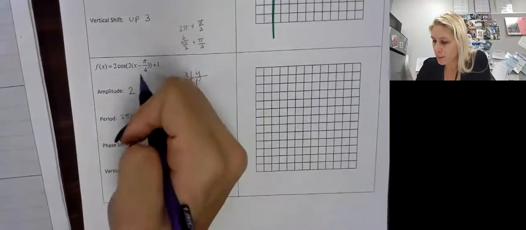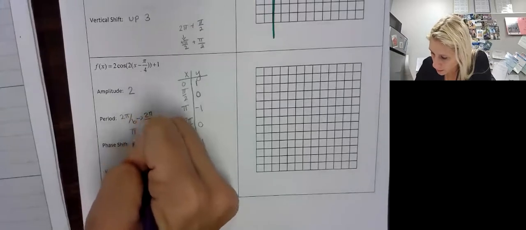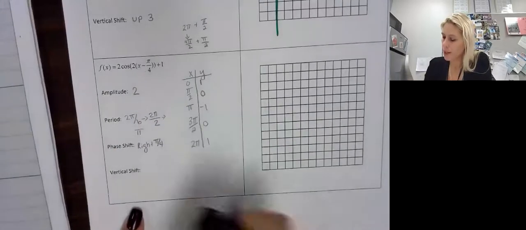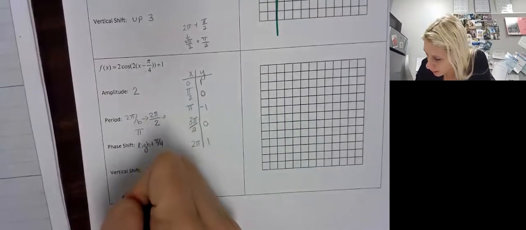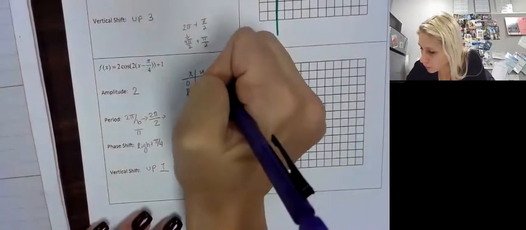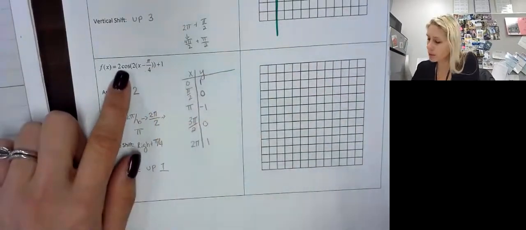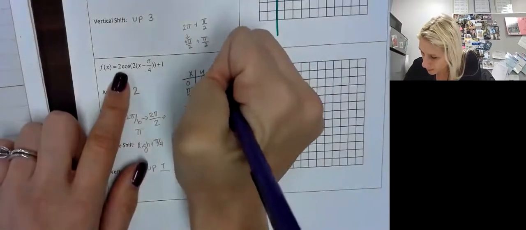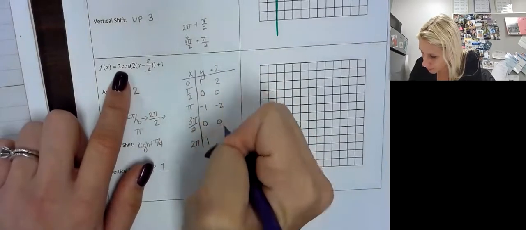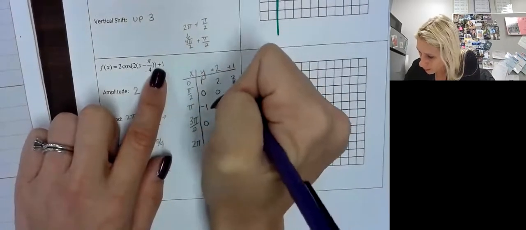The phase shift, remember, it's opposite to what we think, so it's going to go right pi over 4, and the vertical shift, we're going up 1. I'm going to do my y's first. So remember, for the y's, because I have the 2 and the 1 here, I'm going to go left to right. So I'm going to multiply by 2 first. I get 2, 0, -2, 0, 2. I'm going to add 1. So I get 3, 0.